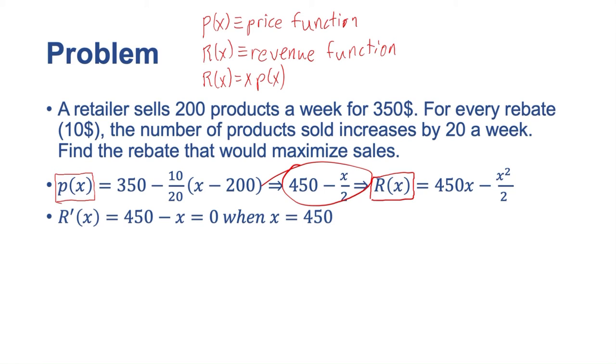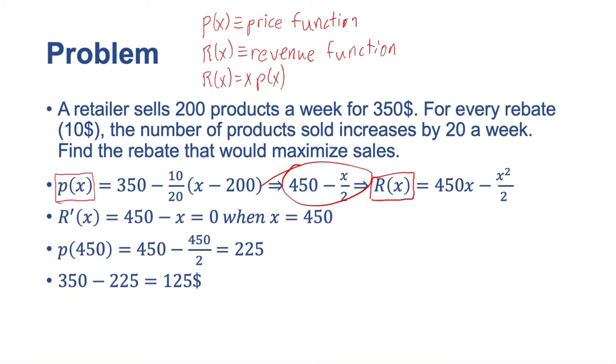Now we are going to plug 450 back into our p of x function, and that's going to give us 225. All that's left is we need to subtract, 350 minus 225, and that's going to give us the rebate. So 350 minus 225 is equal to $125. That is the rebate that is going to maximize the sales of our product.